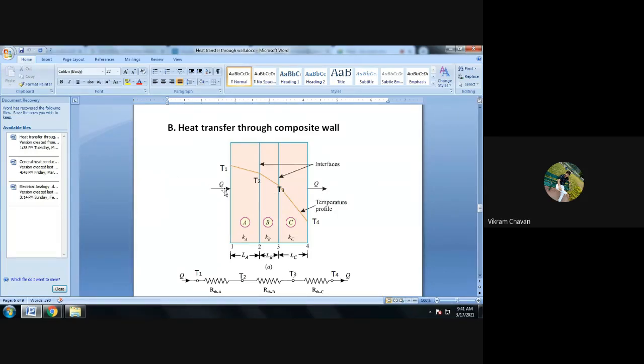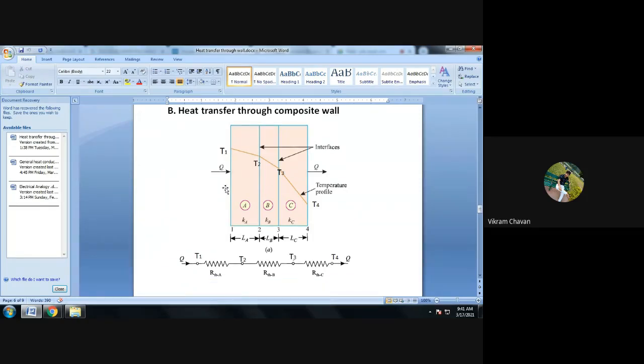It is equal to Q. Important point. If you want to note down, please note down that point. Now, if you apply the electrical analogy for this particular composite slab, then it will look like this.